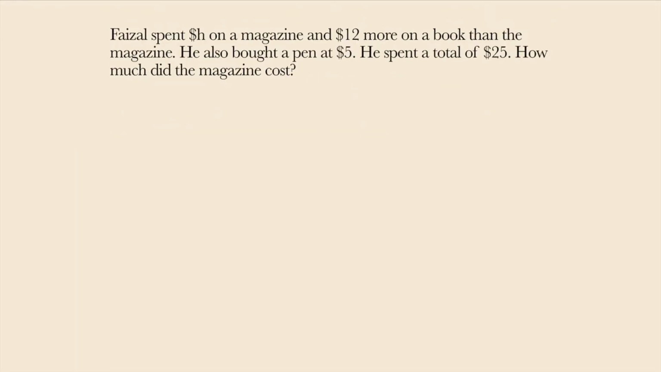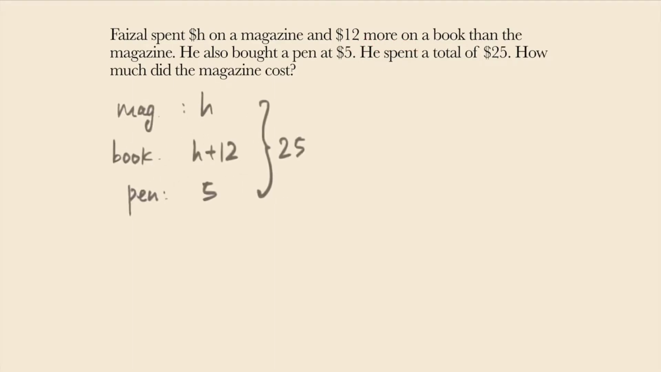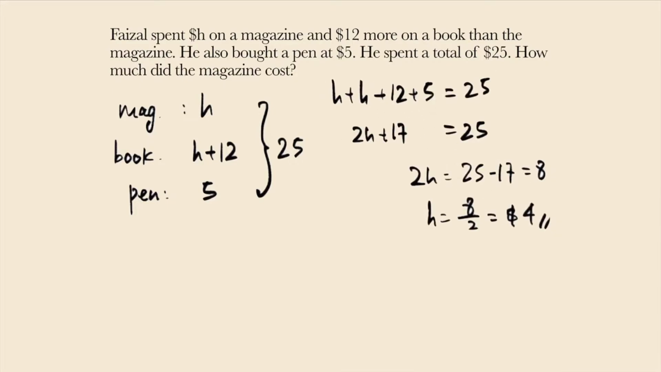Faisal spent $8 on a magazine and $12 more on a book than on a magazine. So H on the magazine, 12 more than magazine on the book. He also bought a pen at 5 actual dollars. The total spent was $25. How much did the magazine cost? Well, you know for sure that we're going to take away 5, yeah? So we'll take 25 minus 5. That would be the first step.